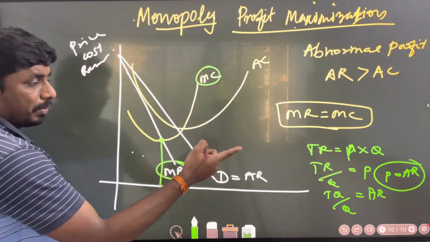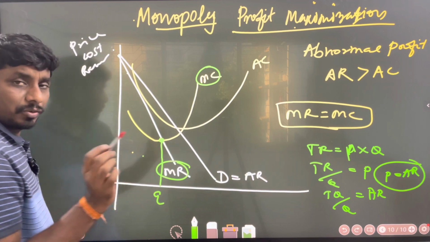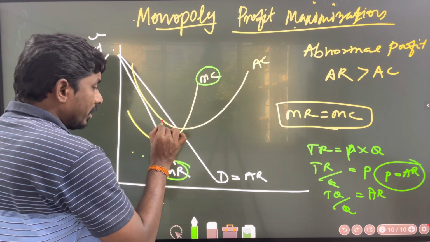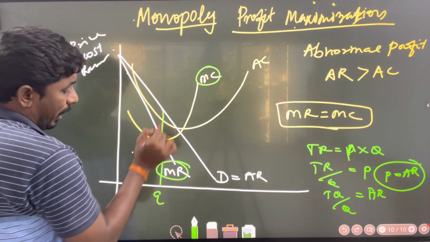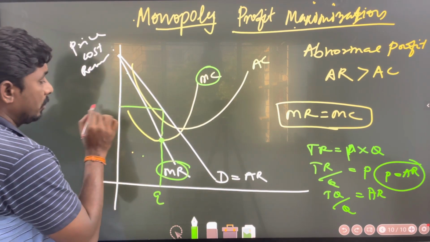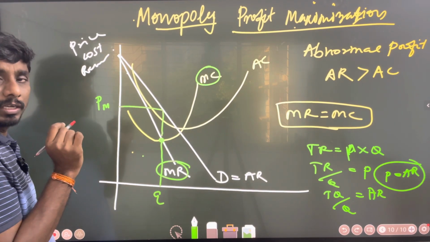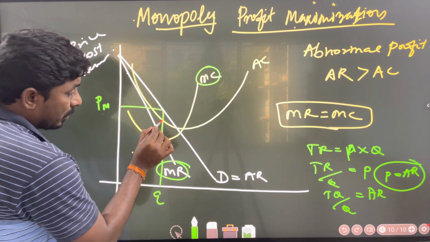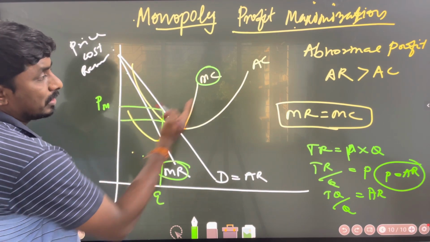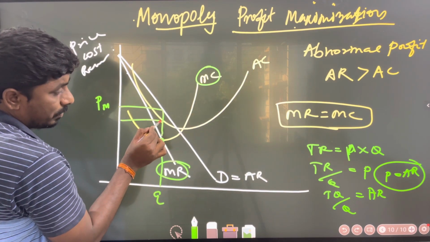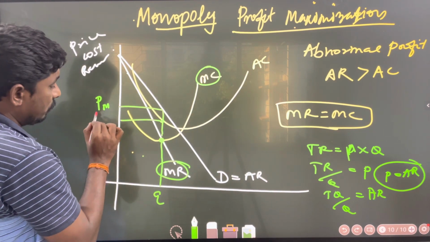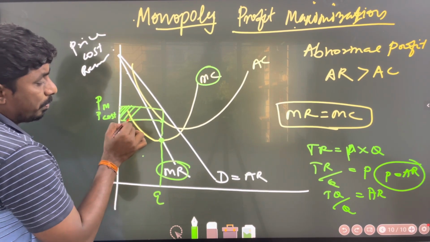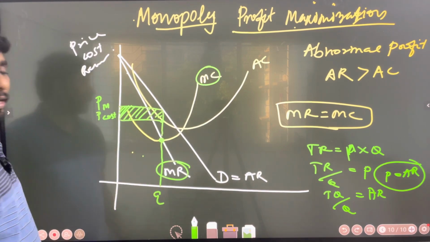So the price will be marked on the AR curve, not on the MR curve. Here you will make a mistake. So the price will be on the AR curve. At this quantity, this is the price. This is the profit maximization quantity in the monopoly market. Meanwhile, the cost is here, because this is the average cost curve. At this quantity, this is the cost. So this much profit is earned by the firm in the monopoly market.